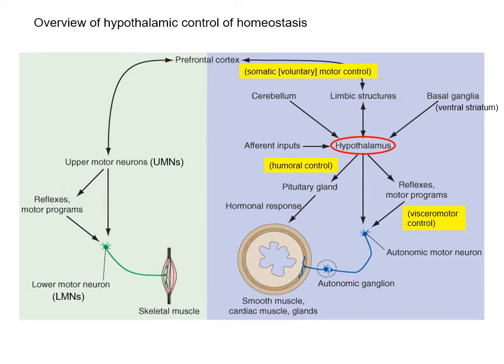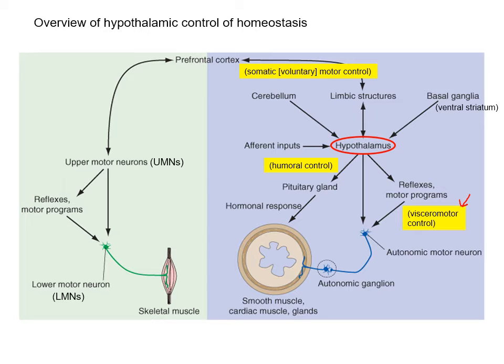This slide provides an overview of the different ways. There's really three different ways through which the hypothalamus controls and regulates homeostasis. One of these I just mentioned, which is the visceromotor control, which is highlighted in yellow right here. And this is in reference to the hypothalamus acting as an autonomic nervous system control center.